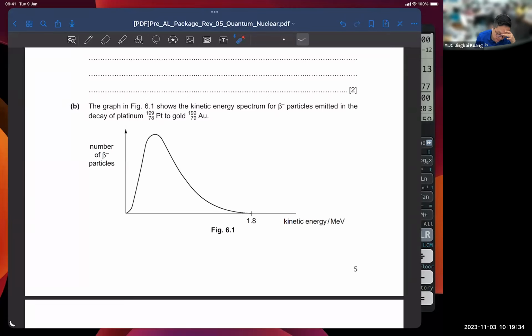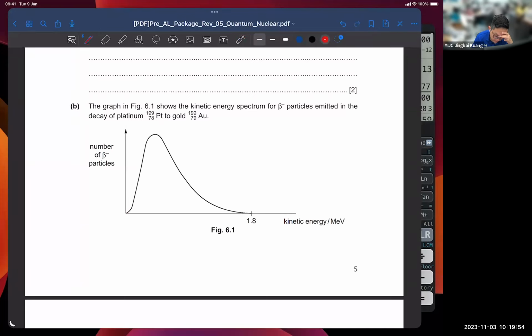Right here you see the beta particle has a range of energy values, and most of the values are here. So you can see that there are different values of beta energy being emitted. Beta, remember, is just an electron. So that means this electron is coming out.